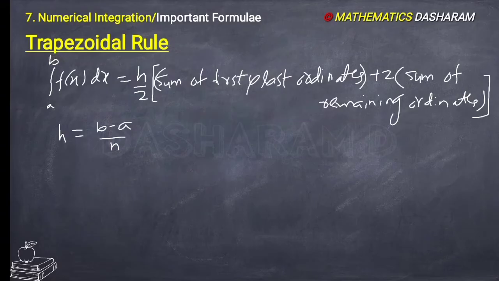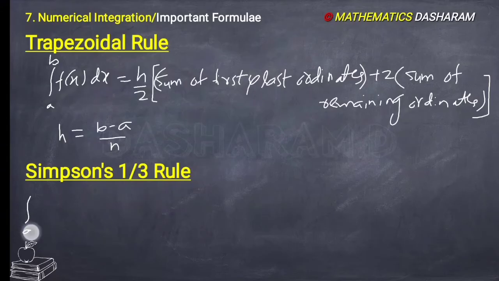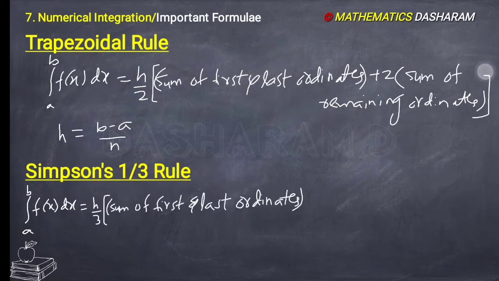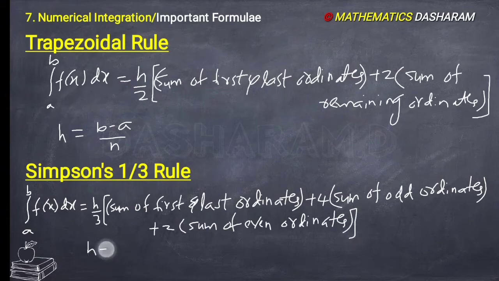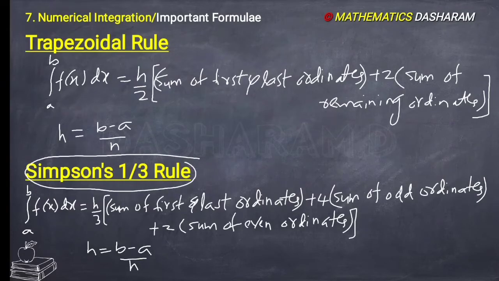Next, the second rule is Simpson's rule. Integration a to b f of x dx is equal to h by 3 bracket of sum of the first and last ordinates plus 4 into sum of the odd ordinates plus 2 into sum of the even ordinates, and here the same h equals b minus a divided by n. In short, Simpson's 1/3 rule can be read as Simpson's rule.